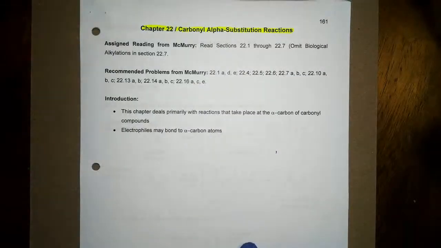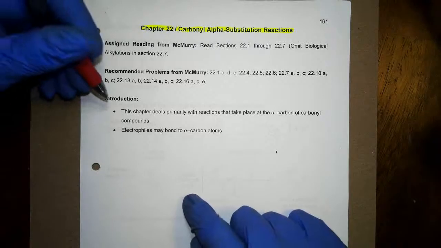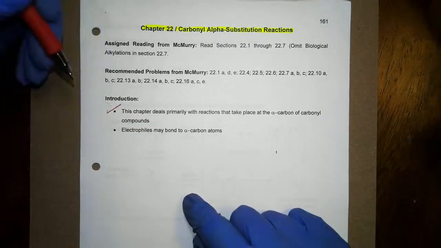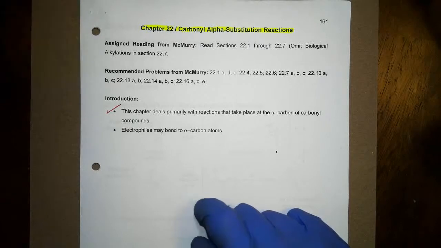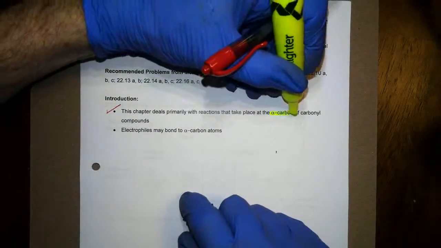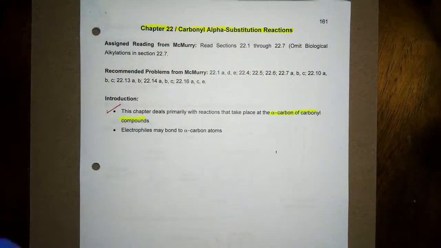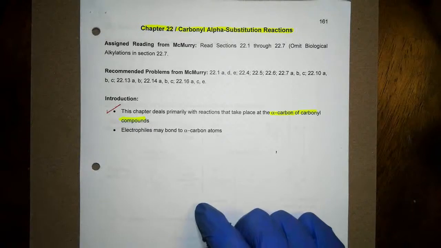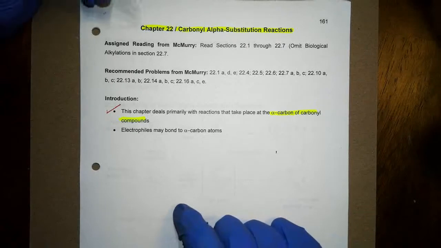So let's go back to where we had left off just a few moments ago and take a look at these bullet points. Like I said at the introduction, this chapter deals primarily with reactions that take place at the alpha carbon of carbonyl compounds. And you already know there's a number of carbonyl compounds that would include aldehydes, ketones, esters, and there's a few others, but those are the primary ones.